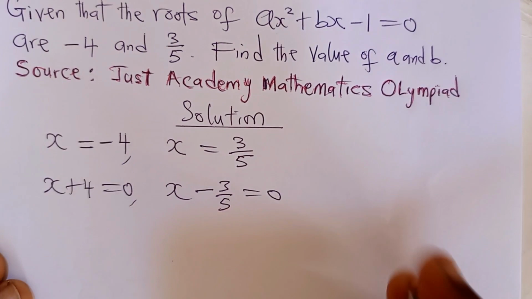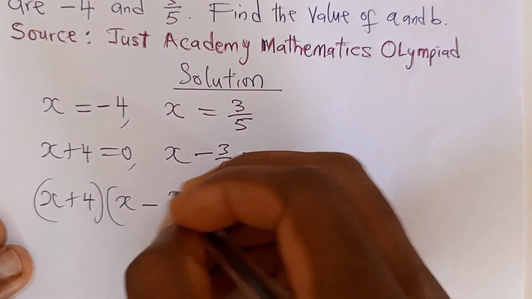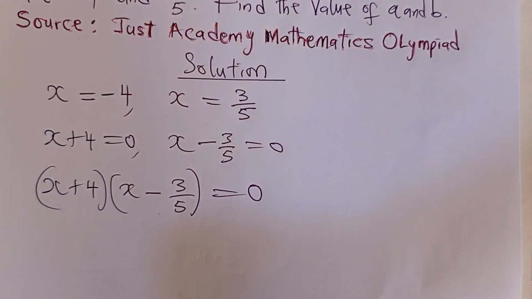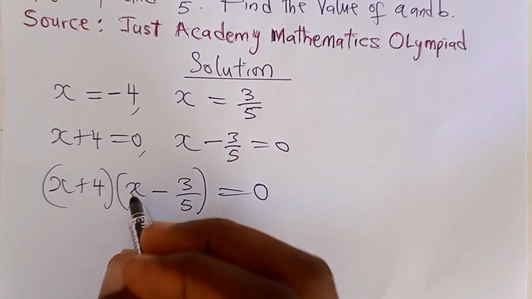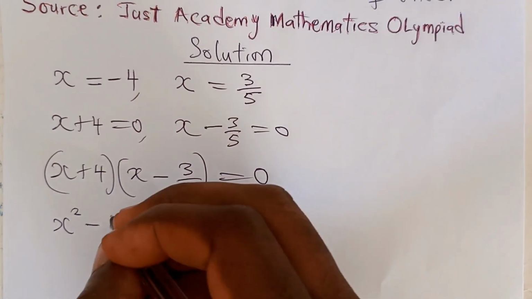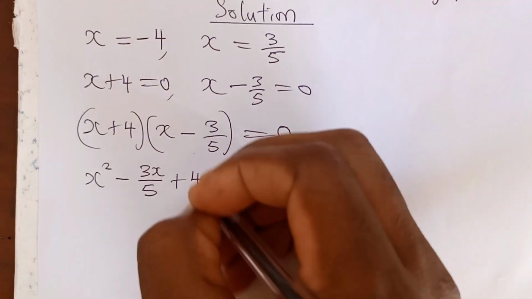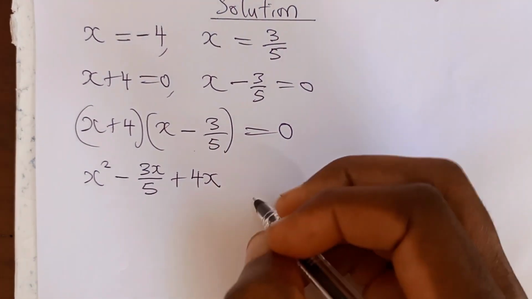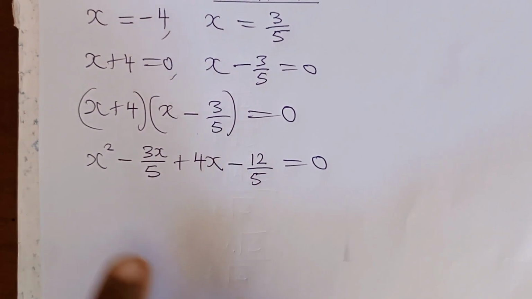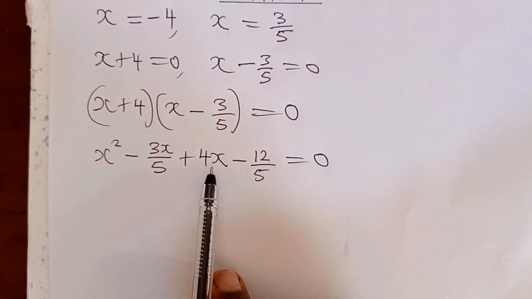Now, we multiply both of them together, equal to 0. So we have x plus 4 times x minus 3 over 5 equals 0. So we open the brackets to get the equation. Of course, you know that x will times these two, plus 4 will times these two. So x times x is x squared. x times minus 3 over 5 is minus 3x over 5. And plus 4 times x will give us plus 4x. And plus 4 times minus 3 over 5 will give us minus 12 over 5 equals 0.